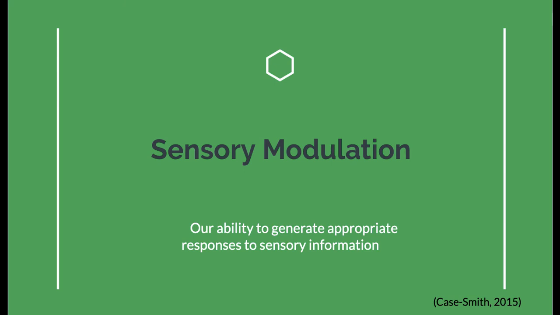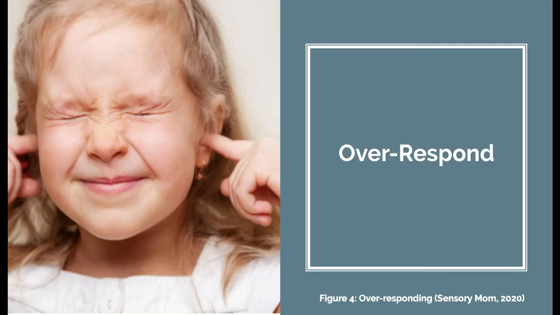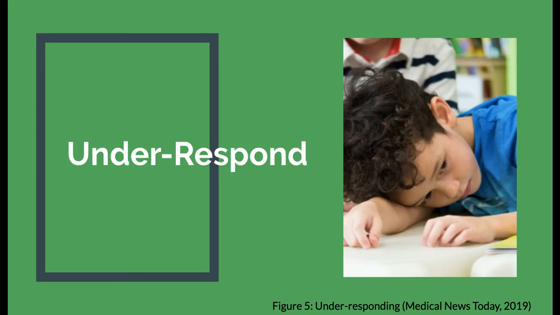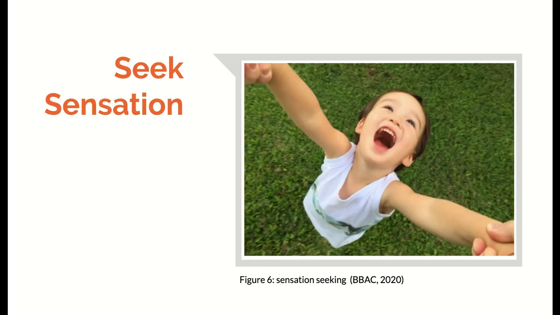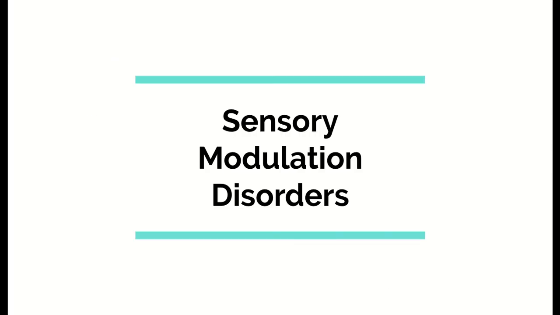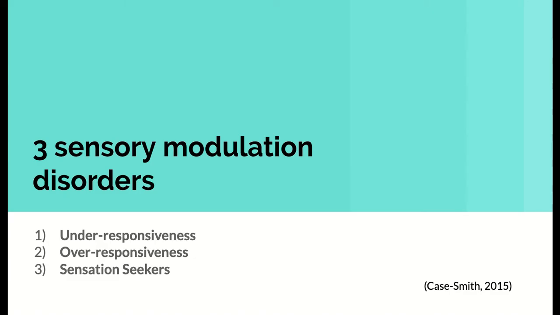When children struggle to process sensory information, they sometimes over respond, under respond, or seek intense sensation from their environment. These types of reactions illustrate behavior seen in sensory modulation disorders. There are three types of sensory modulation disorders: under responsiveness, over responsiveness, and sensation seekers.